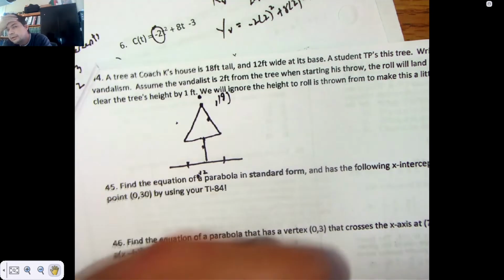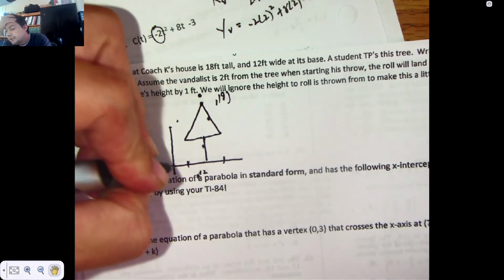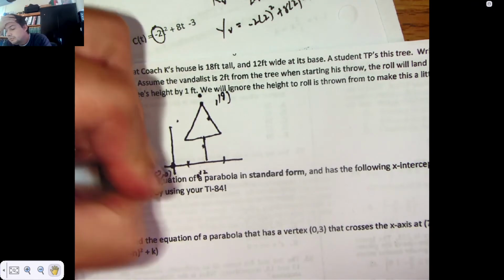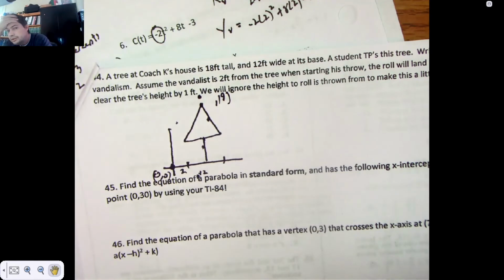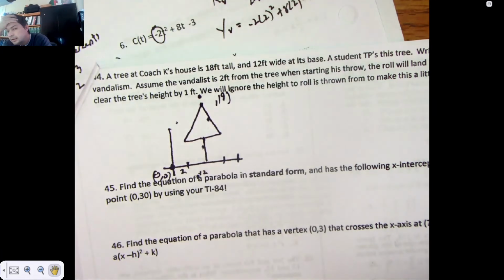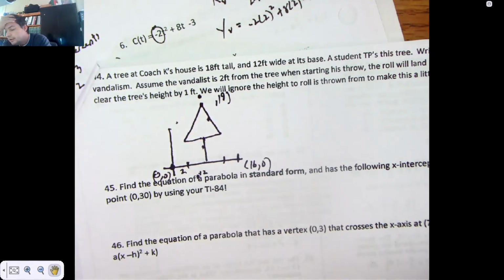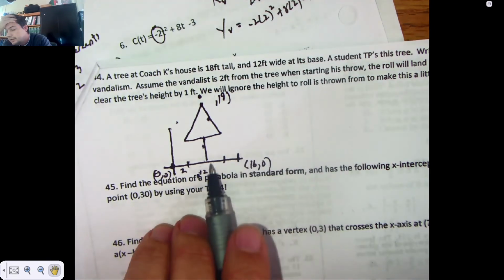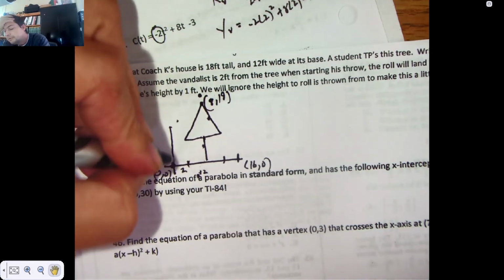That's a y value, by the way, because y goes up. We're going to put the vandalist at the origin, 0, 0. And he's 2 foot from the tree. The tree is 12 foot wide, and the toilet paper roll lands 2 foot away. I believe that's 16 foot. So that's the ordered pair 16, 0. If this is 16, the middle would be 8. There's my parabola.